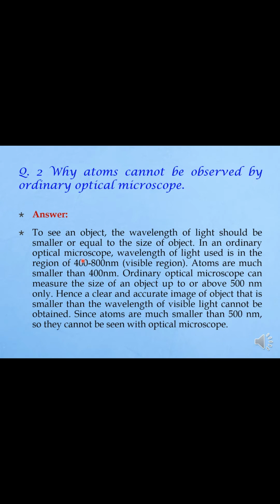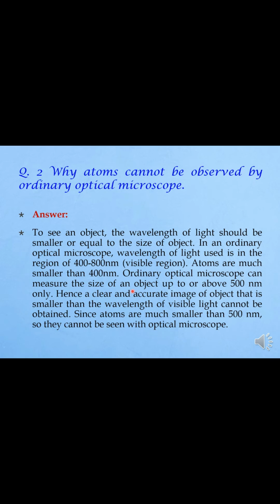In an ordinary optical microscope, wavelength of light used is in the region of 400 to 800 nanometer, which is the visible region. Atoms are much smaller than 400 nanometer. Atoms 400 nanometer से बहुत छोटे होते हैं, इसलिए visible light से नहीं देखे जा सकते.